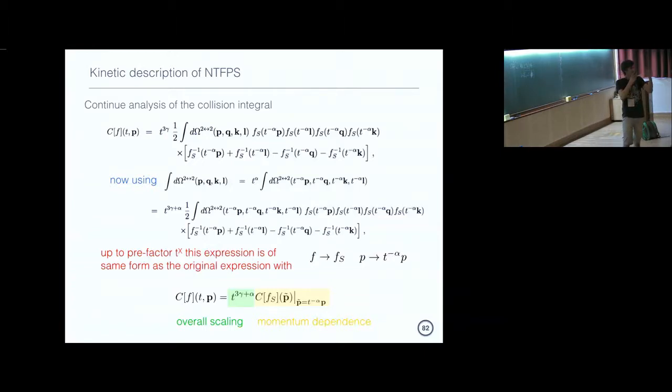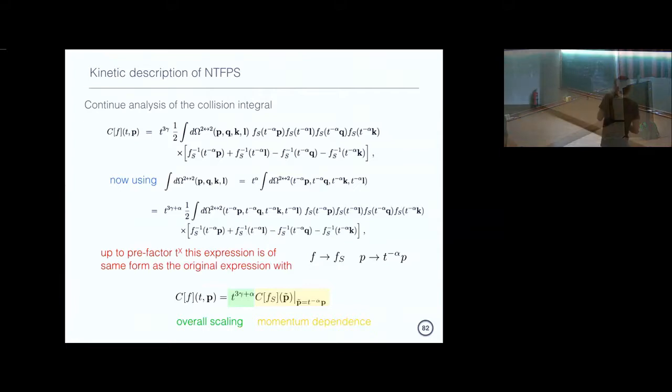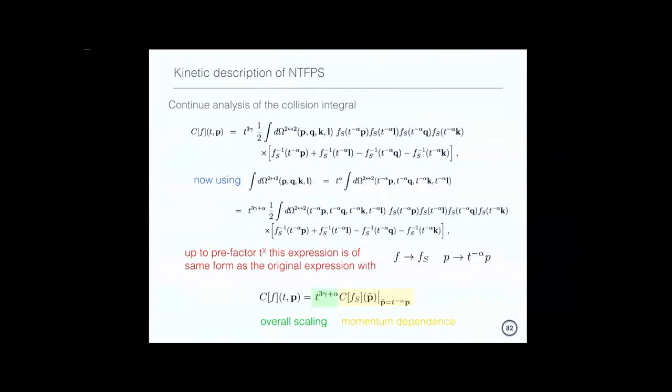Which is just the stationary scaling function. And so what you find is again that, up to an overall prefactor, which is exactly this scaling of time here, this expression is just the original collision integral with f replaced by the stationary f and p replaced by t to the minus alpha p. And so the same kind of scaling phenomenon, or the same kind of factorization, let's call it, that you had on the left-hand side of the Boltzmann equation also appears on the right-hand side of the Boltzmann equation.